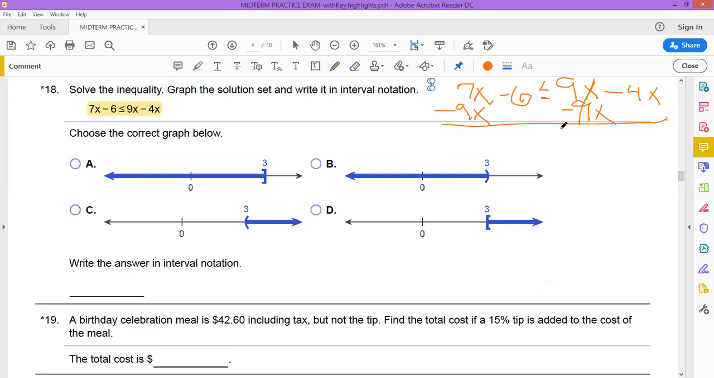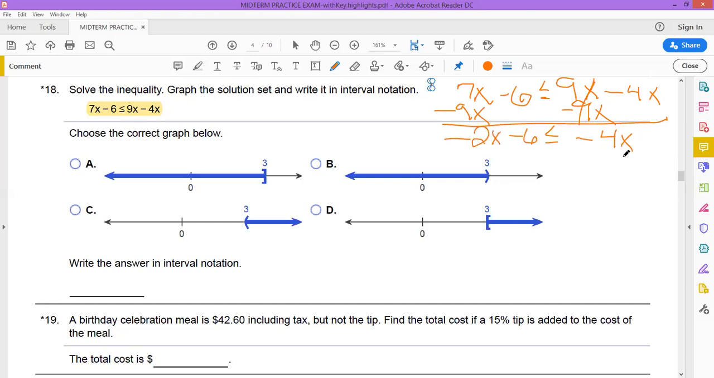The 9x will cancel on the right. We'll bring down our inequality symbol. Actually, we have another x term that we can combine, huh? The 9x we're subtracting, that left us with -4x. We have a -6. And then 7x minus 9x will give us -2x.